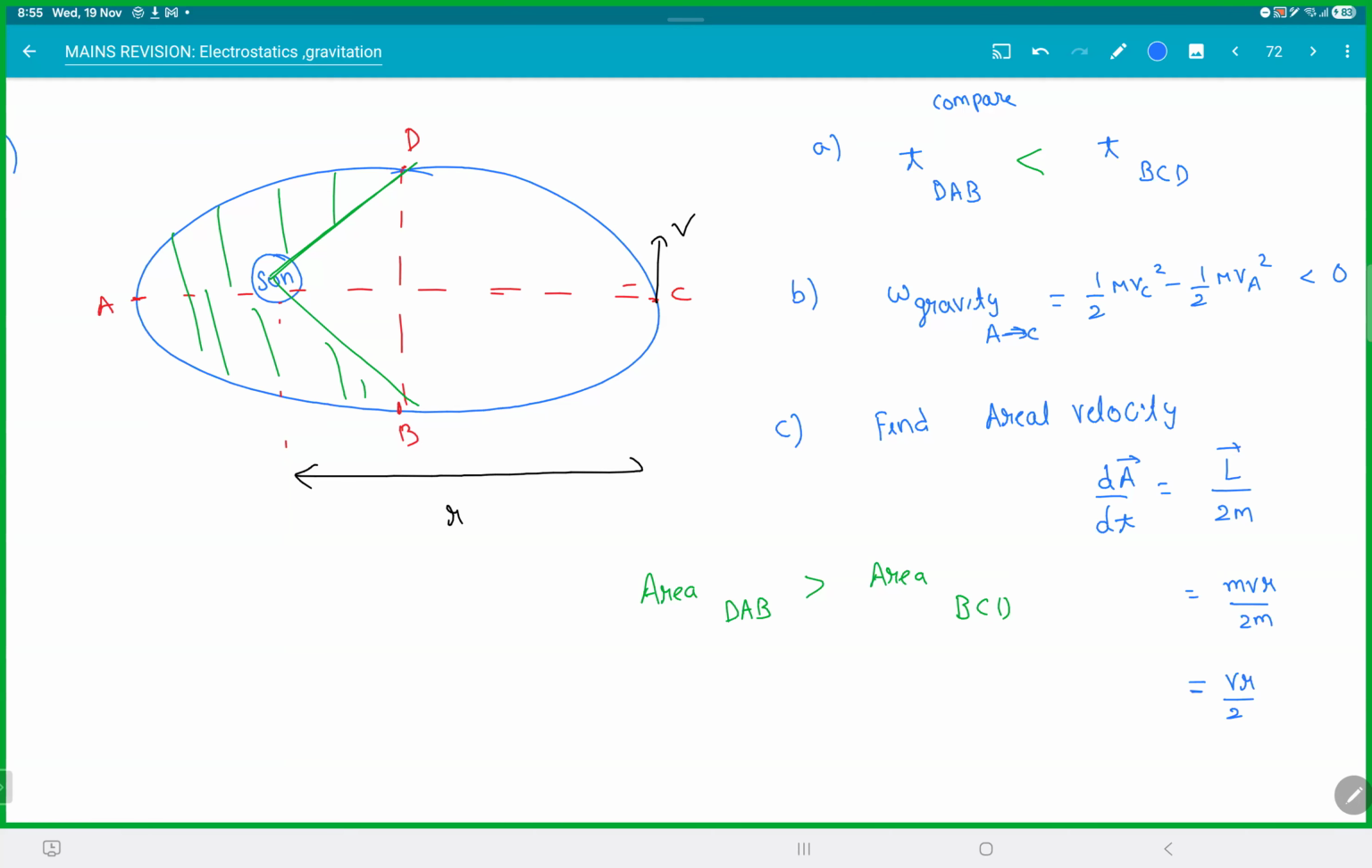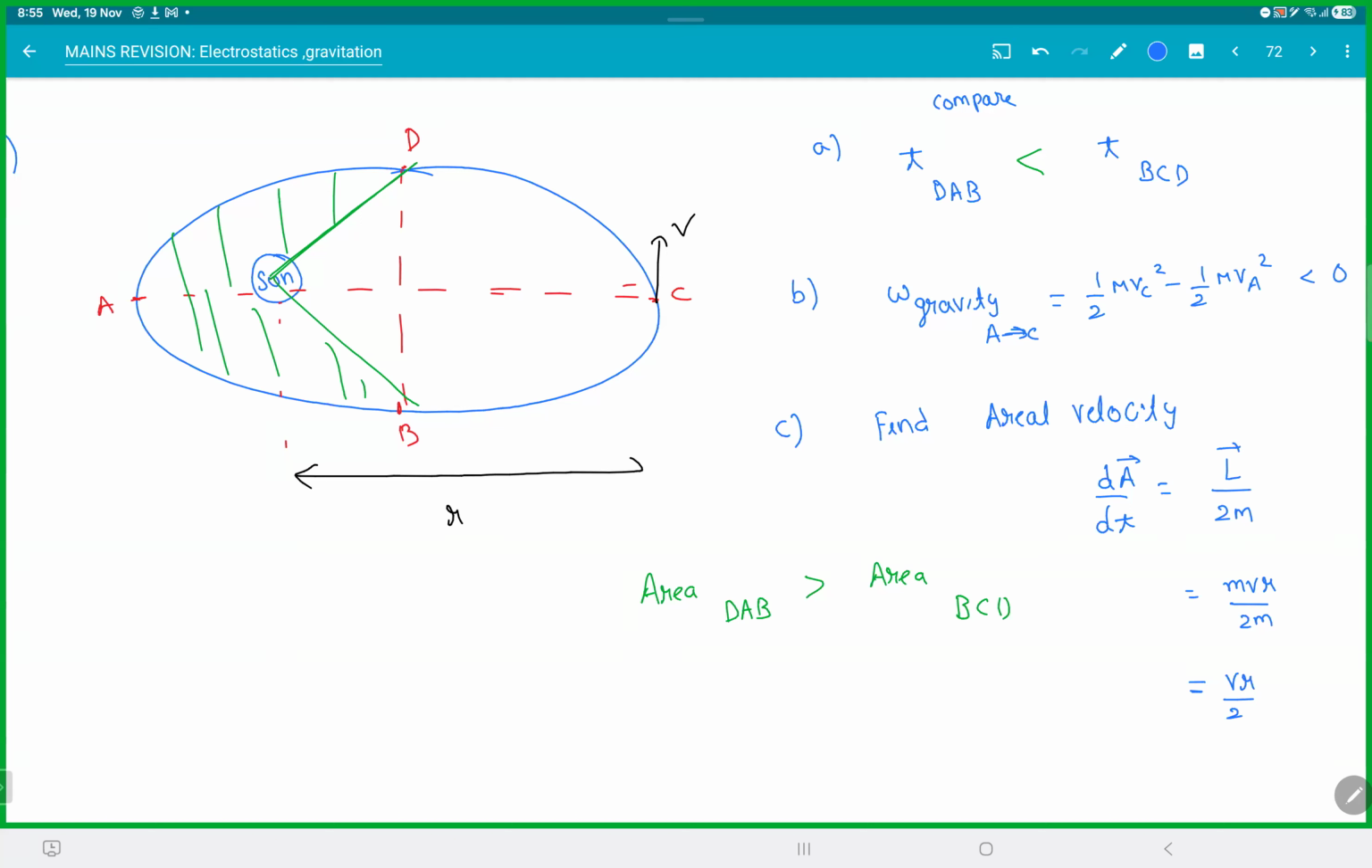That's the aerial velocity formula, L by 2m. Clear with this? And why is angular momentum constant? Because torque about the sun is 0. Why is torque 0? The force is always passing through the sun. The gravitational force always passes through the sun. Therefore, torque about the sun is 0. Therefore, angular momentum about the sun is constant.